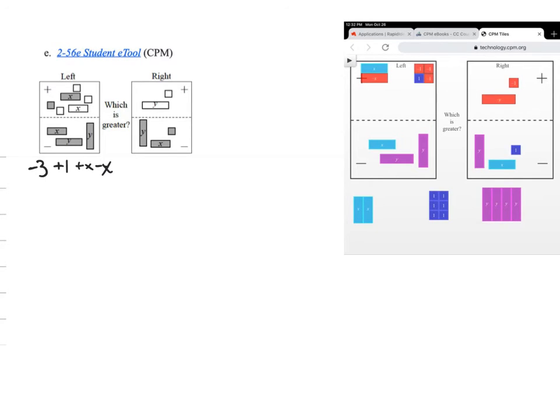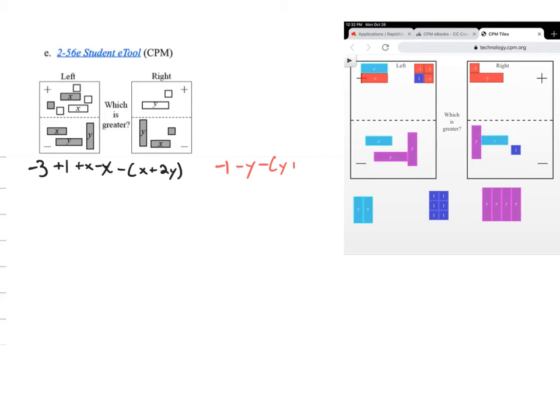Then in the negative region, I've got a positive x, and I've got 2 y's. Then on the right side, I've got one negative tile in the positive region, and I've got one negative y tile in the positive region. So I'm just going to write both those down. And then in the negative region, I've got a positive y tile, a positive x tile, and a positive 1 tile. And those are all in the negative region there.